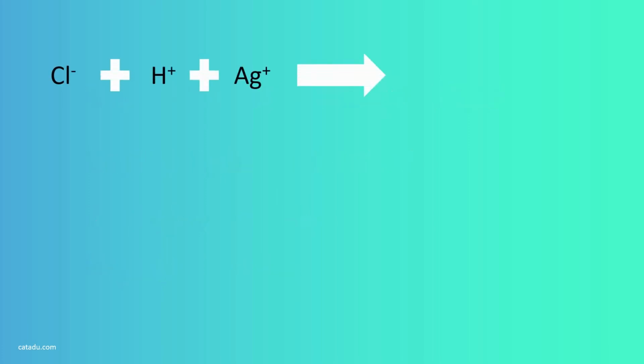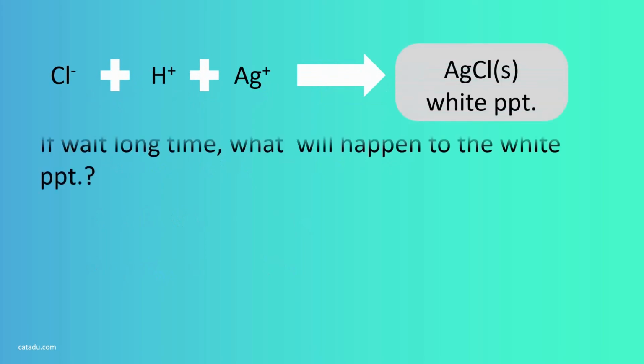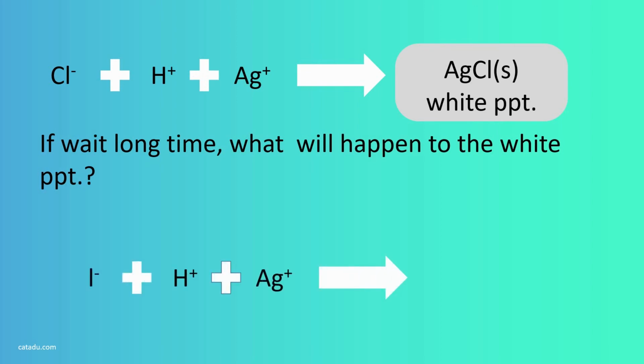Chloride ion test, acidified silver nitrate is added, white precipitate of silver chloride. If we wait for long, what will happen to the white precipitate? You have to answer. If you know the answer, you can write in the comment below. If you don't know, you can also write in the comment. Iodide solution, if we add acidified silver nitrate, we get a yellow precipitate of silver iodide.